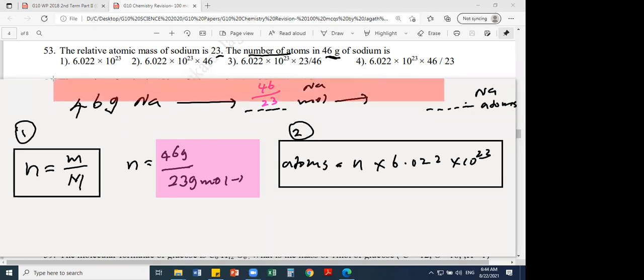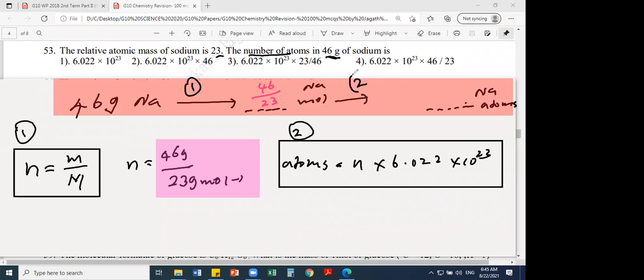So this is the flow diagram. So the first step, this equation, equation 1, second step, equation 2. First we use this equation, then we use the second equation and get the answer. Then what is the answer now? Since we don't need to simplify this, you can write here what? 46 divided by 23 into Avogadro constant.